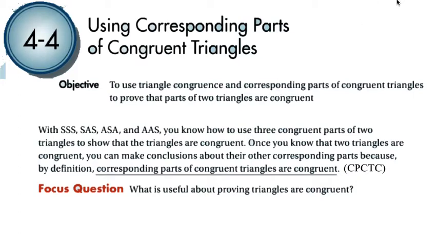Well, welcome back. We are going to continue on in Chapter 4 with talking about using corresponding parts of congruent triangles. And so far we've learned 4 different congruence theorems for our triangles to prove that they are congruent. And each of those 4 triangle congruence theorems uses 3 pieces of information. So we have side, side, side, side, angle, side, angle, side, angle, and angle, angle, side. And so that's going to help us.